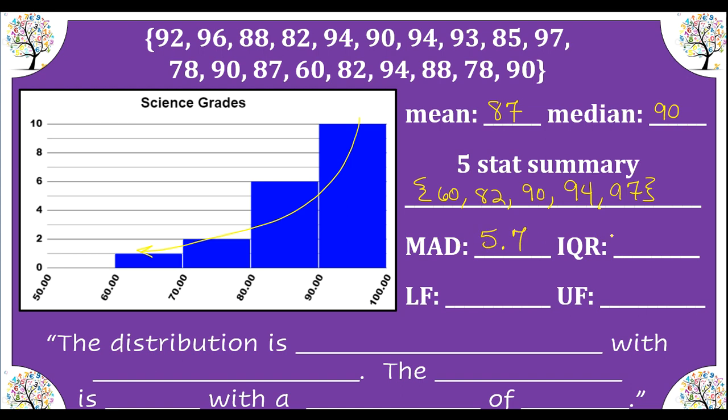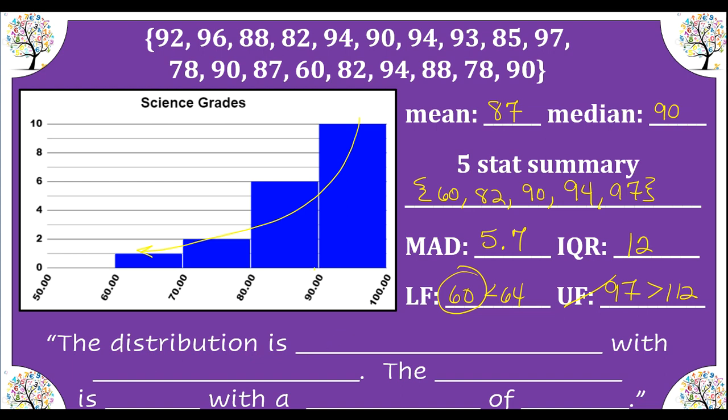My IQR is 12. The lower fence inequality says 60 is less than 64. That is true. So we do have an outlier. The upper fence, though, 97 is greater than 112. So that is not an outlier.